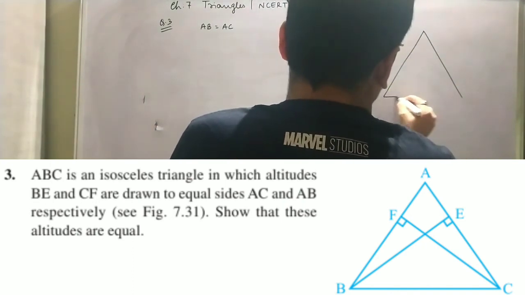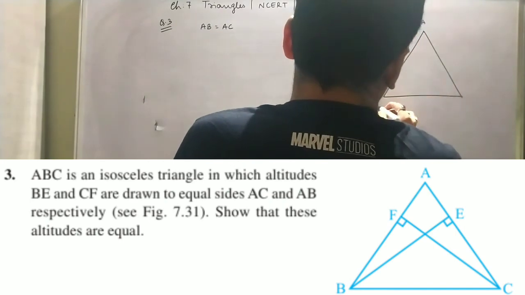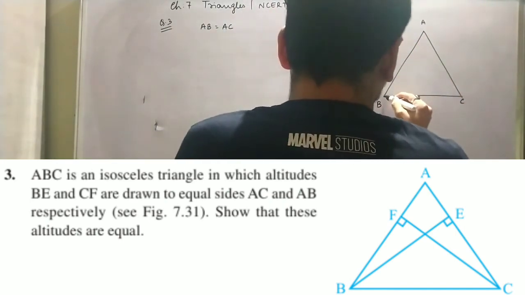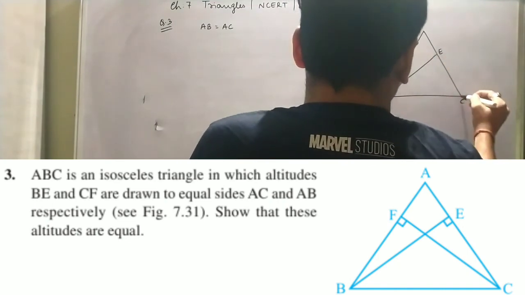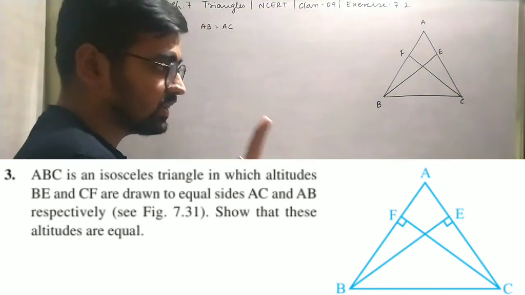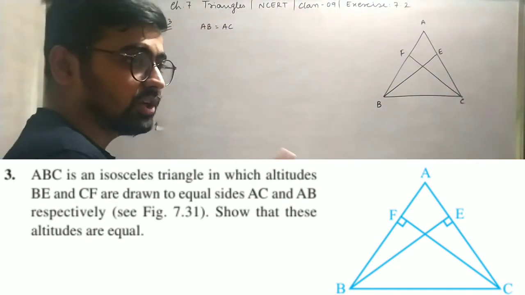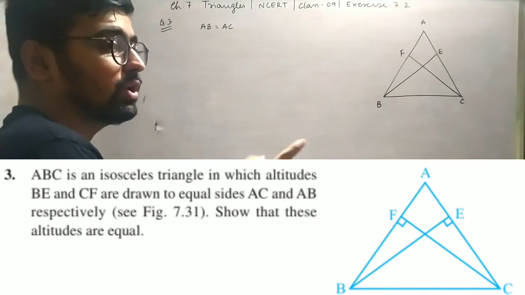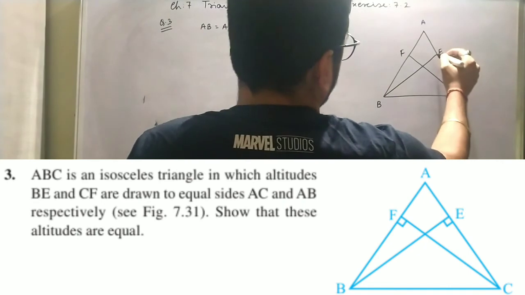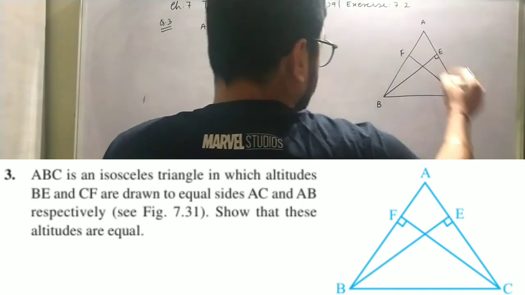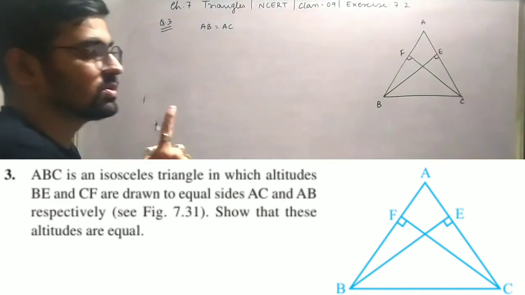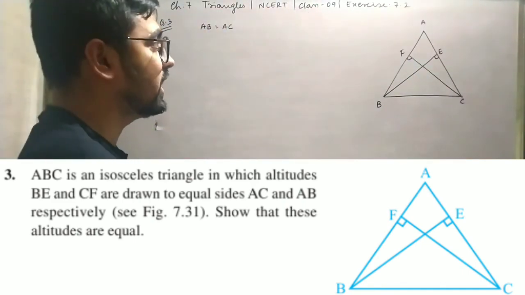So let me draw a triangle ABC. Correct? And the altitudes are called BE and CF. And whenever it is an altitude, listen to me carefully, it is going to be perpendicular to that side. If I am talking about BE as altitude, then it is going to be perpendicular to the side AC. And if CF is the altitude, then it is going to be perpendicular to the side AB. So that is a very important criterion you should take care of.